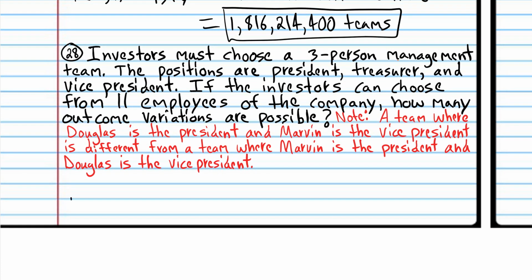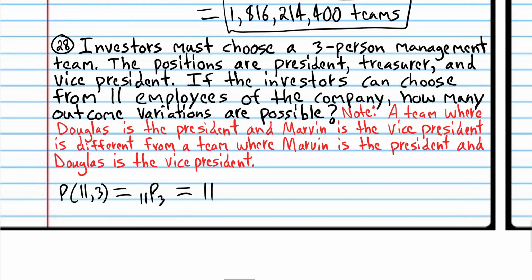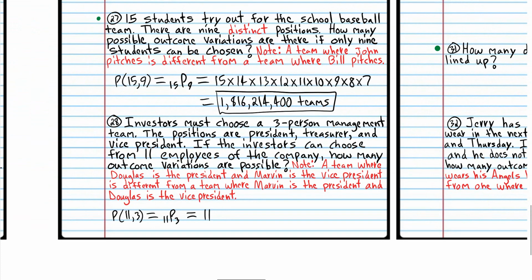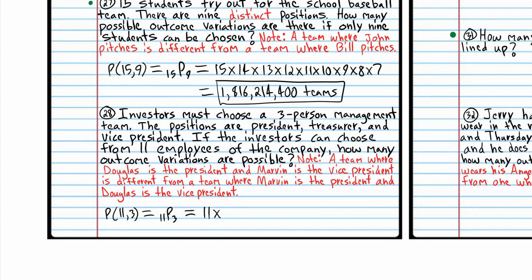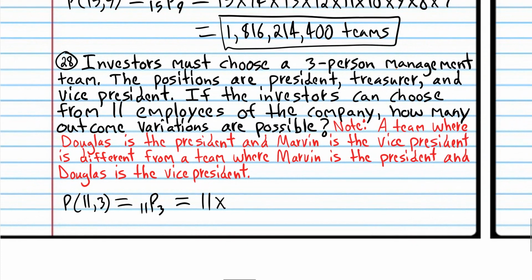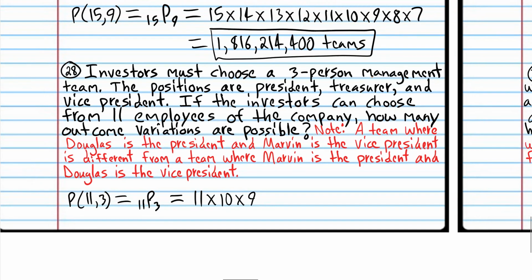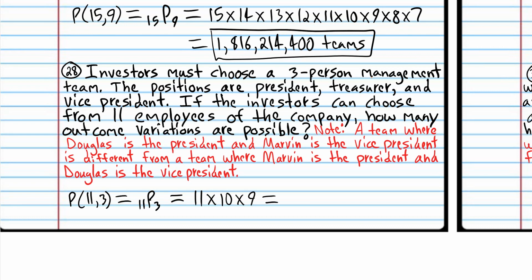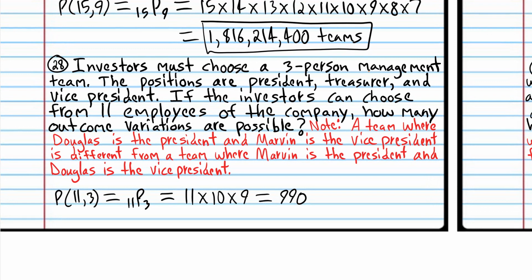So there's 11 employees that we can choose from. So in the first position, we're going to choose from 11 people. We're going to choose 1 out of 11 people, and then for the second option, we only have 10 people left to choose from, and for the third, we have 9 people. So that's going to be 990 outcome variations, or we could say teams.